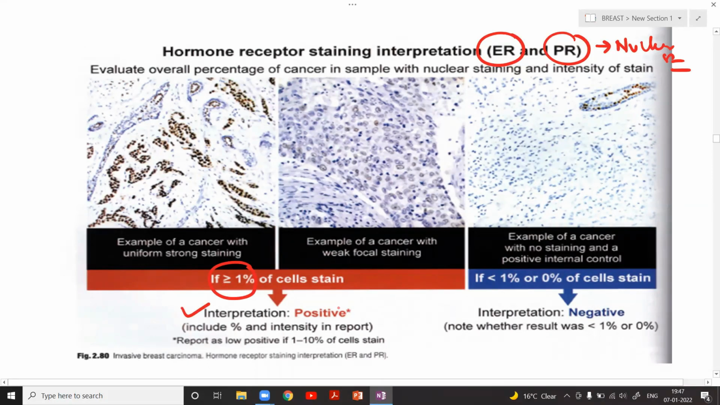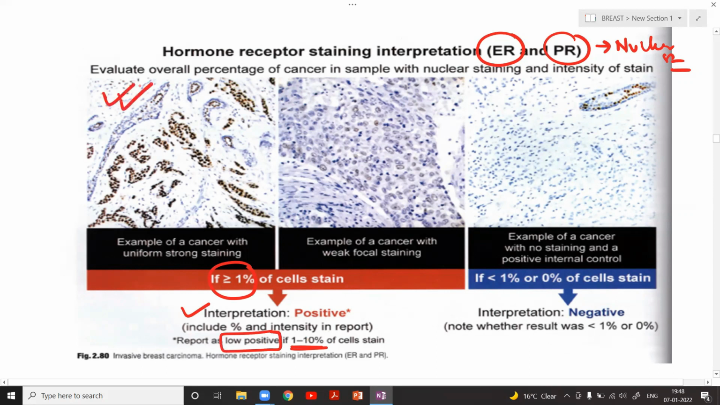Okay, you should also include the percentage of cells which are showing nuclear positivity and what is the intensity of the cell. Okay, remember this. If, for example, the percentage of cells which are showing the positivity for ER/PR is between 1 to 10%, then we report it as low positive. So you should remember what is positive, what is low positive.